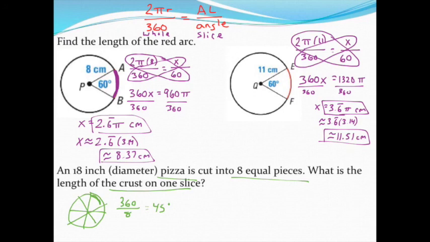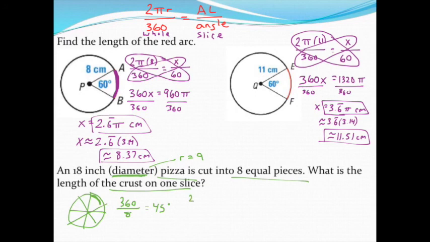I also have to note what the radius of the circle is, and be careful, they've given me the diameter, which we can work with to find circumference, but I always like to work with the radius. So I'm going to note right away that the radius of this pizza is 9 inches, the diameter is 18. Let's use all that information now to find the arc length of one slice of pizza.